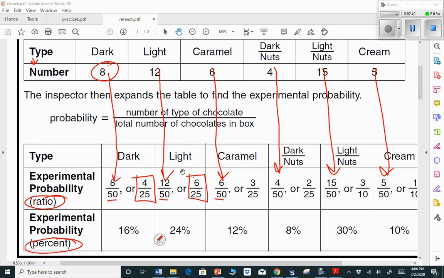If you were to put in your calculator 4 divided by 25, you would get 0.16, which is 16%. If you put in your calculator 6 divided by 25, you would get 0.24, which is 24%. And so you would just keep doing division problems with your fractions, and that would give you the decimal, which you can then change to a percent easily.